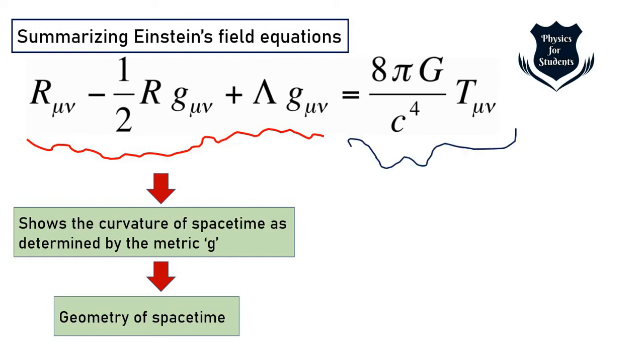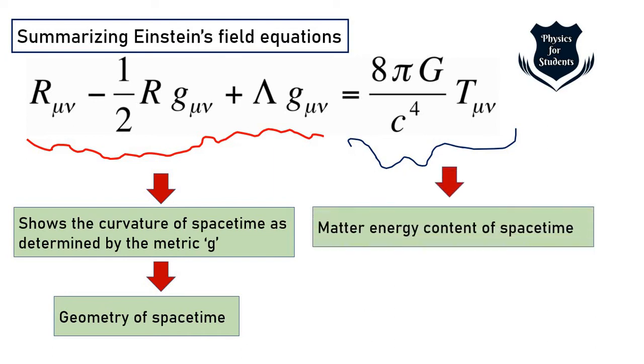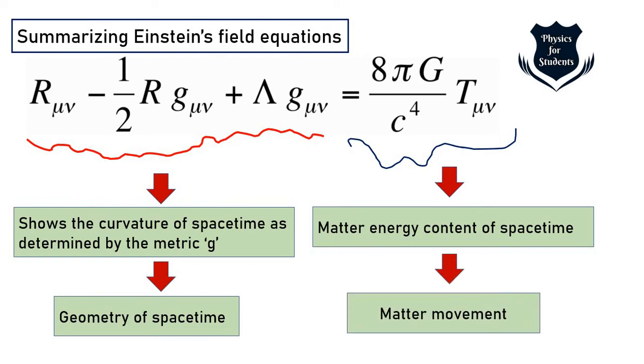The right hand side, which I have marked in blue, is basically the matter energy content of space-time, this 8 pi G, especially the T mu nu, which we will see in this video, and how it leads to the matter part of the equation. This shows the matter movement, and you see at the bottom of your screen, geometry of space-time and matter movement are equal. So this is how we can summarize the Einstein field equation. The left hand side, determined by the metric, is the geometry of space-time, whereas the right hand side is the matter energy content of space-time, showing the matter movement, which is equated by an equal to sign.